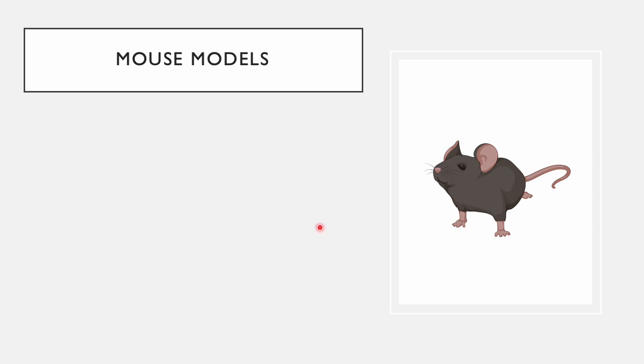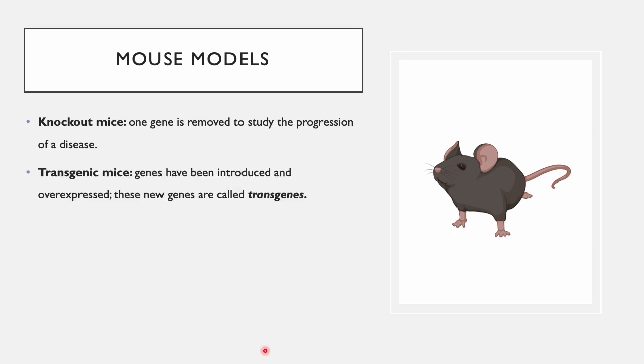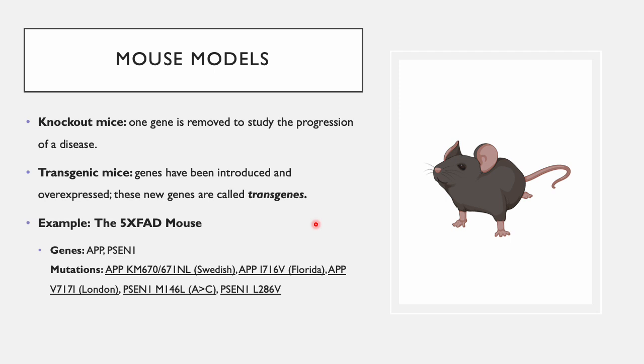There are several different mouse models that have been designed, and we're going to talk about two in particular. The first is called knockout mice. This is when one gene is removed from the mouse genome to study the progression of a disease. For example, if we know that there's a specific gene that is correlated with a disease in humans, we can completely remove it from a mouse genome to see how it affects the animal and how it plays an important role in that model system. Transgenic mice, on the other hand, have genes that are actually introduced into their genome and they're overexpressed. These are called transgenes. So essentially, transgenes are actually taken from human genes and inserted into the mouse genome.